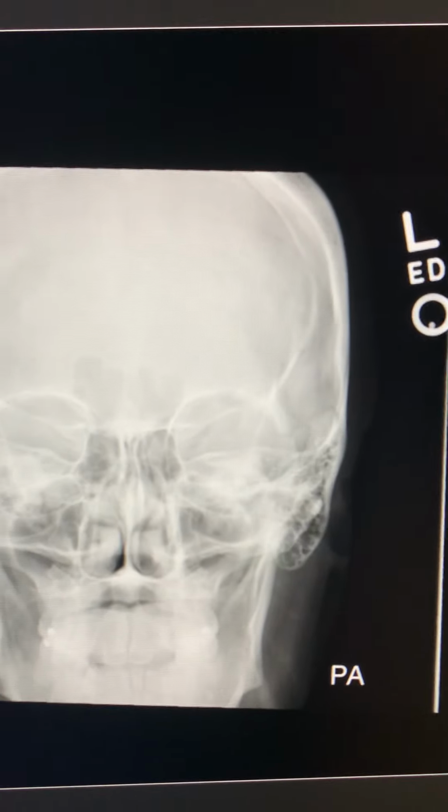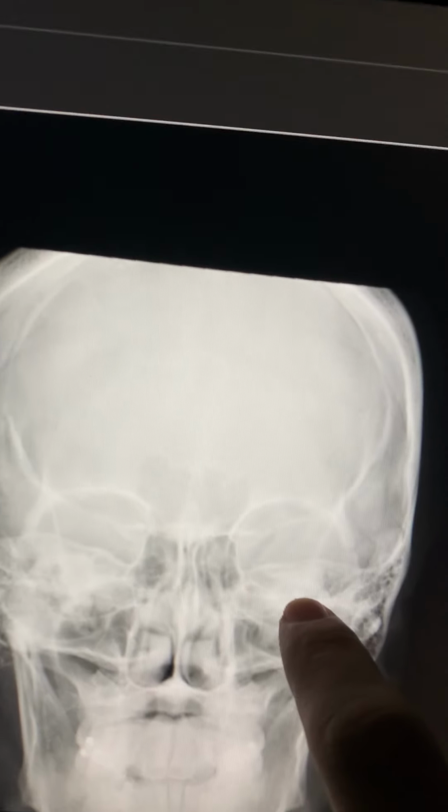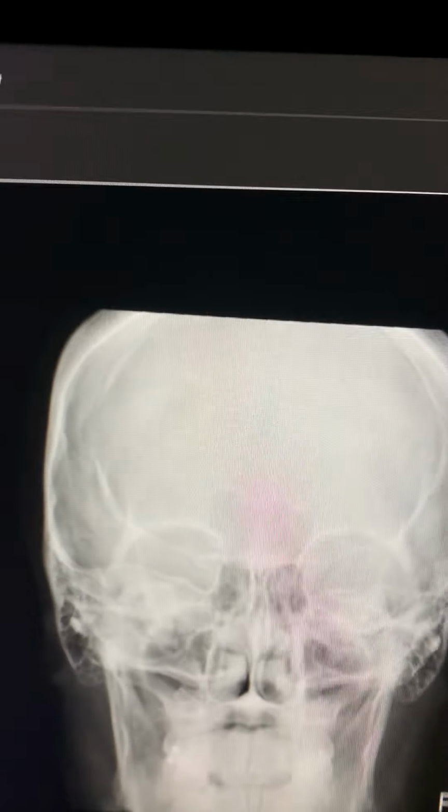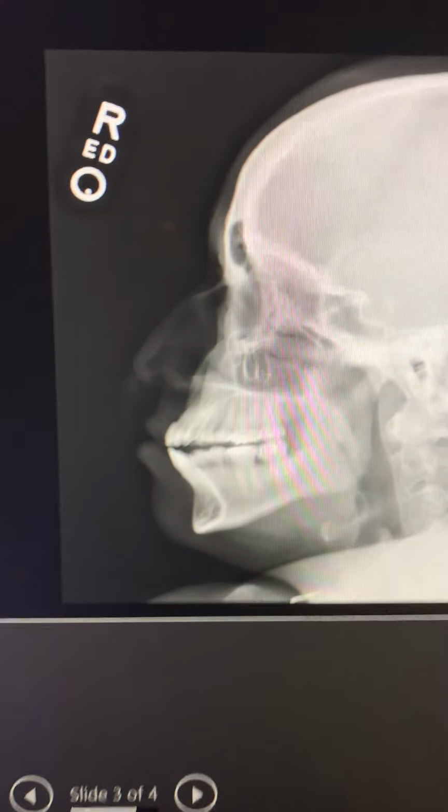And this is a proper Caldwell because we can see the criteria. It was a horizontal beam, and we see the petrous ridges in the lower 1/3. Let's go on to the right lateral.